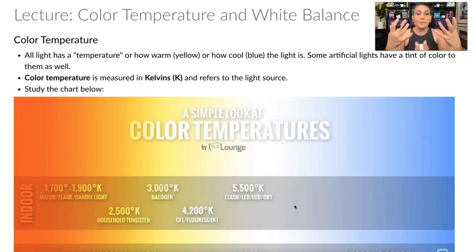So, something important to know is that color temperature is measured in what's called kelvins, or K. And that's important to know because you're going to hear people talking about, oh, my white balance is set at 3800K or 5000K or 7800K. So that's what they're talking about. When you hear that K at the end, they're talking about the white balance. So let's look at this chart real quick.